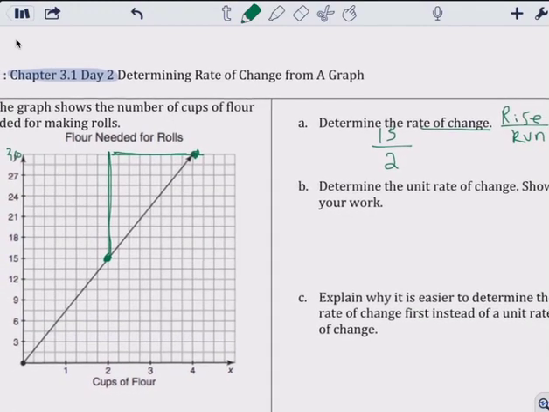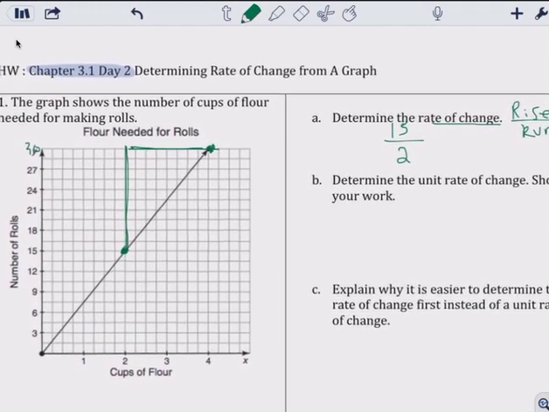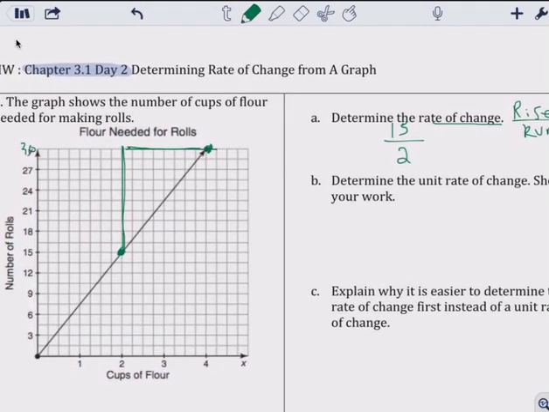What does that mean? That means you get 15 rolls for 2 cups. Okay, 15 rolls for 2 cups.